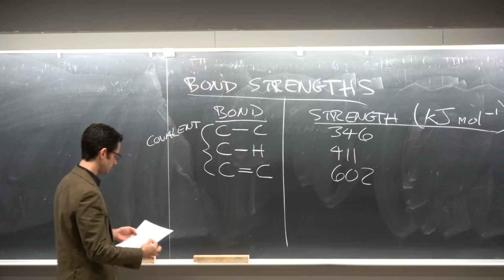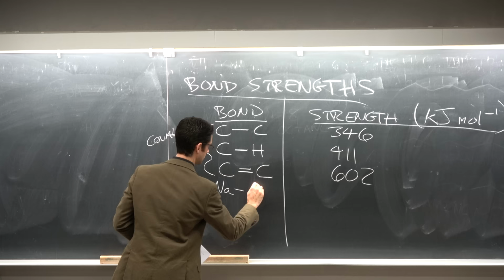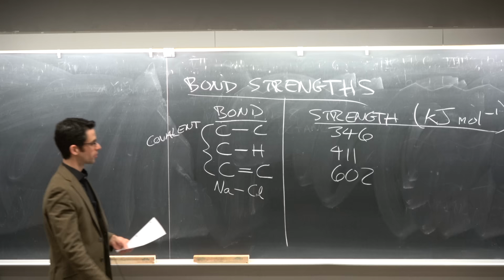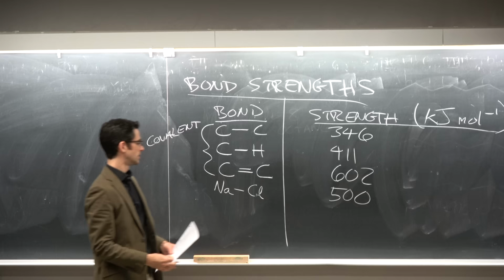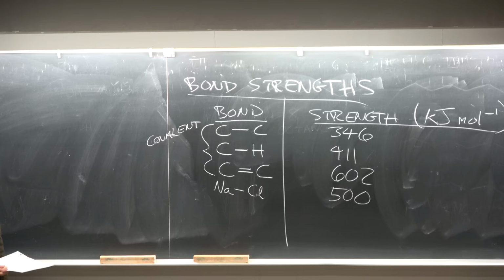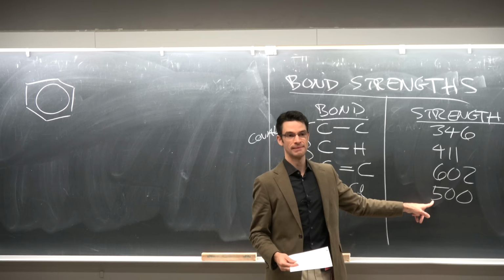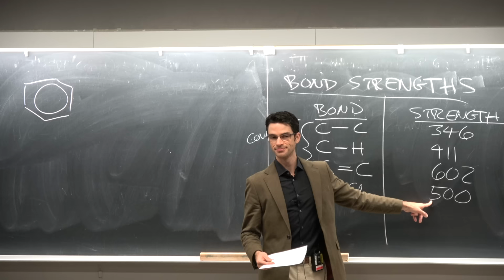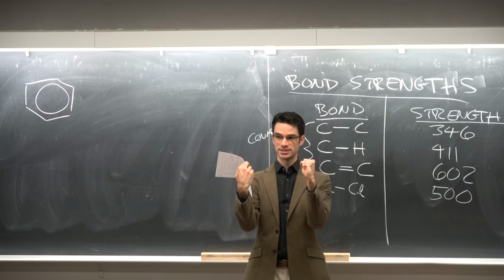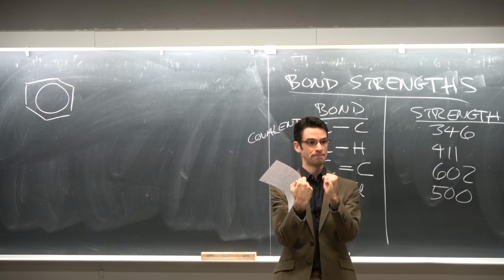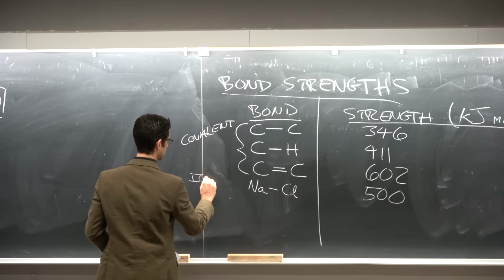How about ionic bonds? How about NaCl? A little bit more than a covalent bond, but on the same order of magnitude. What if it's lithium fluoride? More energy or less energy? More. Why more? They both have the same charge, but they're both smaller. So by Coulomb's law, the centers of the charge density are closer together, and therefore the energy is greater. So this is an ionic bond. How about a hydrogen bond?